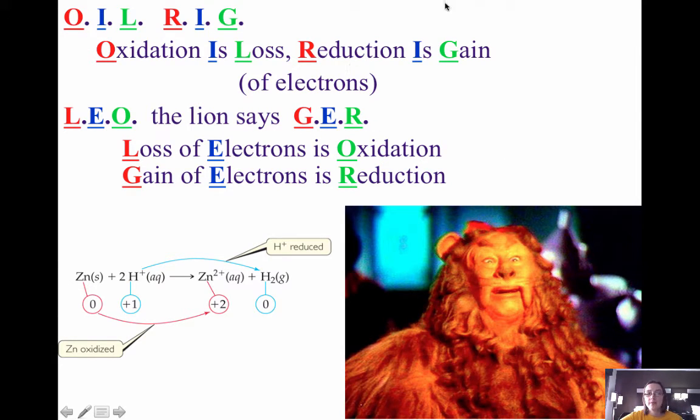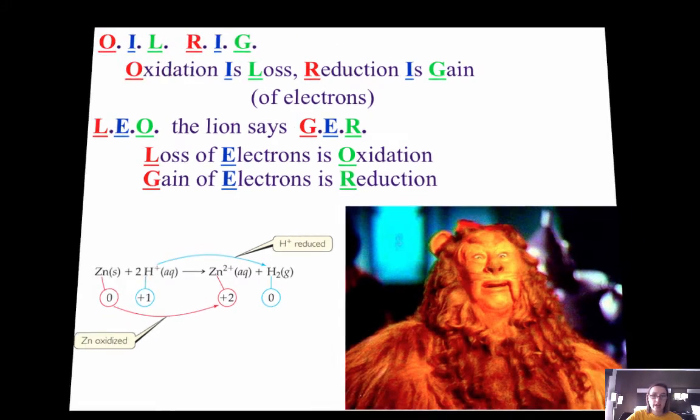Both of these mnemonic devices are talking about electrons. It's just whichever one you want to remember. Some people remember OIL RIG, some remember LEO the lion says GER. It's up to you. It's a good way for you to remember the process of redox.